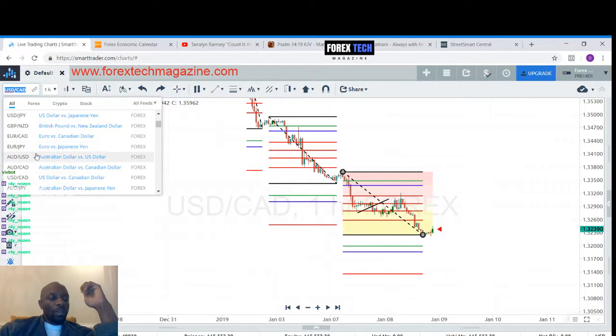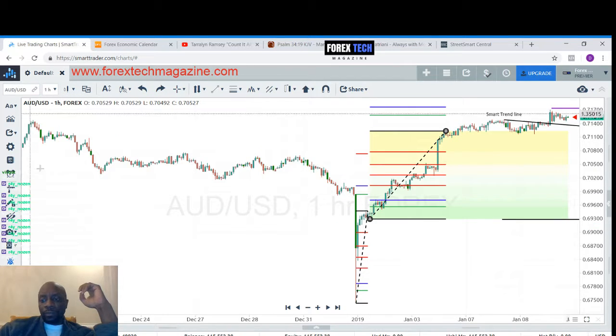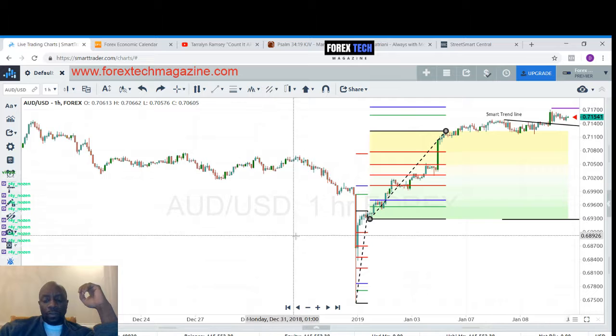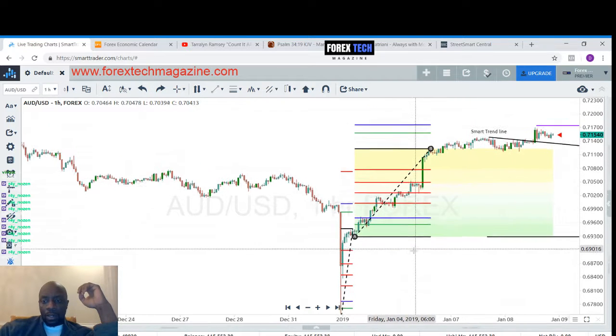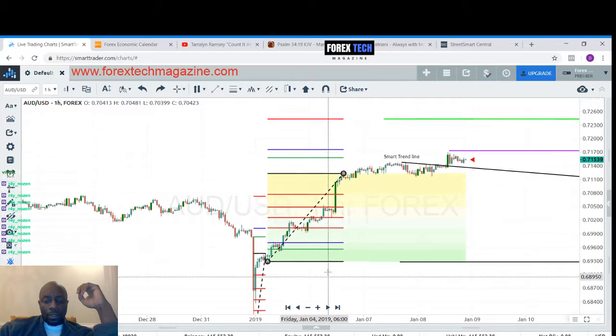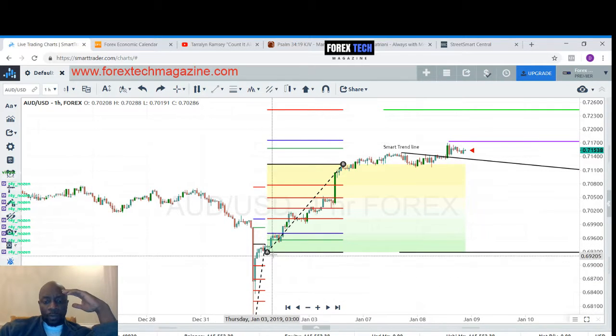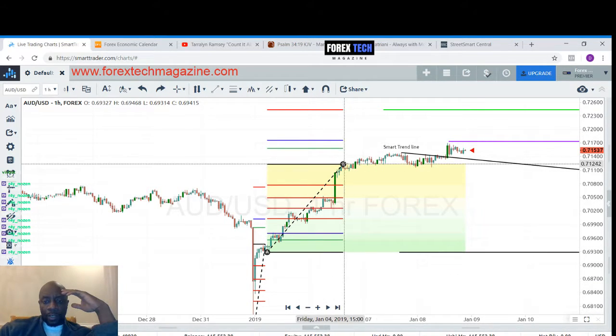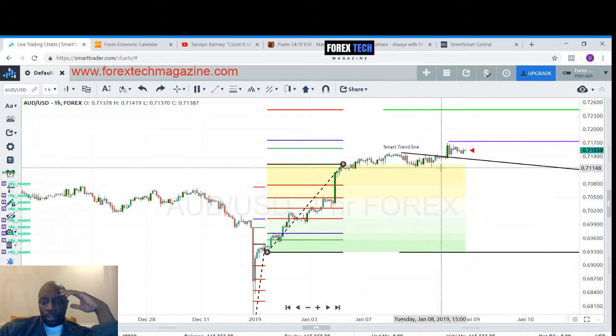Good job, my friend. Let's look at the Aussie US dollar. This is actually one that we're in right now. So we've got upward trading momentum, right? A, B, C over here. I think it's kind of a shallow C.